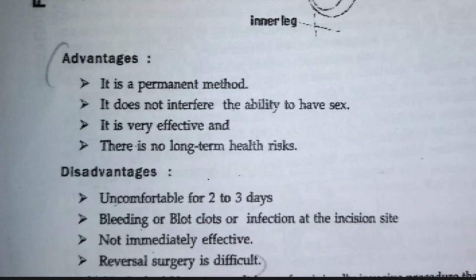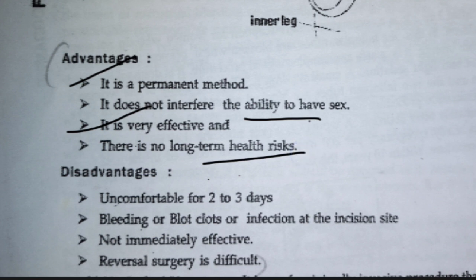Let's see what are the advantages and disadvantages of the male sterilization method. It's the same as the female sterilization method: it's permanent, it will not affect the ability of having sex, it's very effective and there is no side effect. When you see the disadvantages, once the operation is performed it can't be reversed.